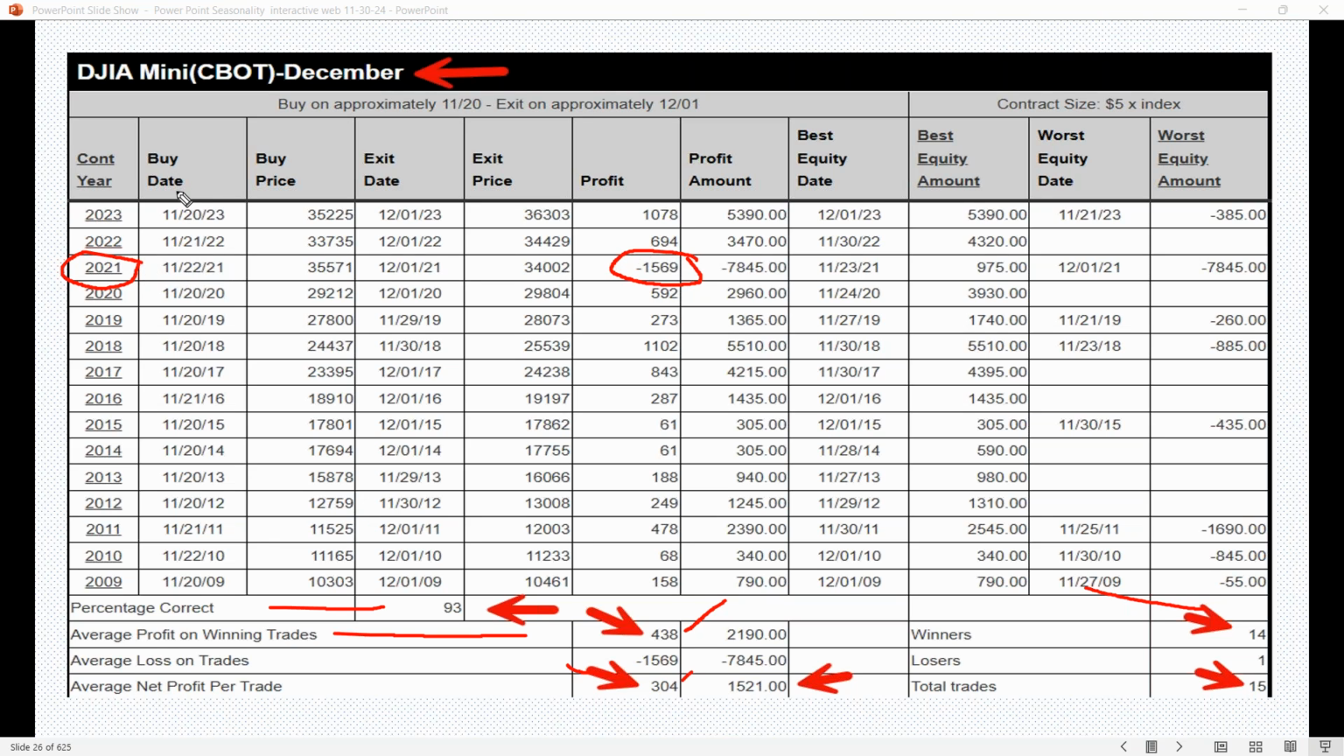So you can see the entry dates are pretty much very, very in line with around the 20th and then out the 1st. Okay, so that's the seasonal entry exit. All right, so then you can see your exit price, entry price here. You can see the profit, etc. Profit amount. It'll have best equity, the date that was, the amount of the high equity, so worst equity. So a lot of good statistics to work with in the trading.